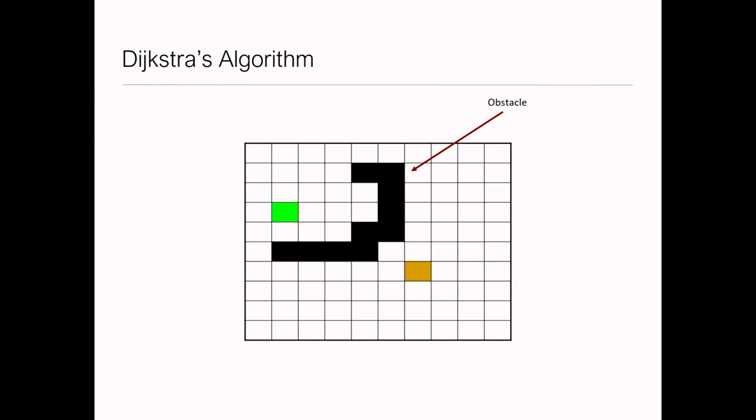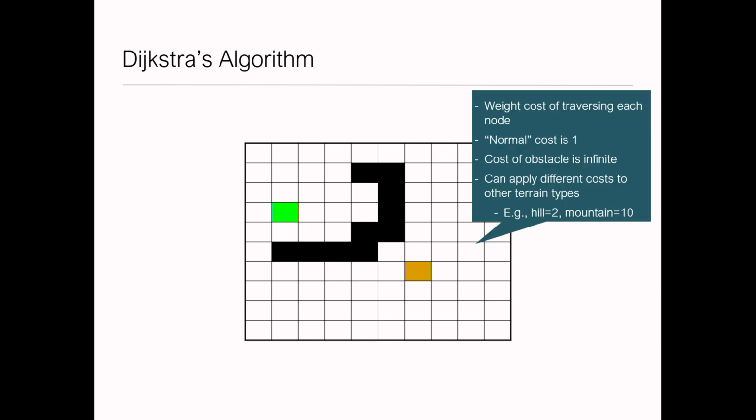All right, so what happens when you have an obstacle in your map? So here we've got start location, goal location, the black squares are, I guess, walls or some kind of impassable obstacle. So all you do is you give a cost to trying to traverse the obstacle. And so you can give it a cost of infinity to indicate that you can't actually traverse the obstacle. And so that's nice.